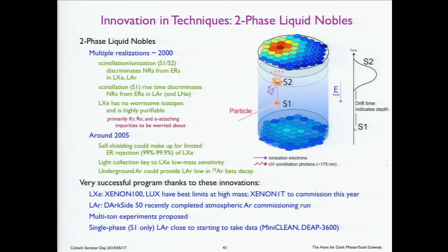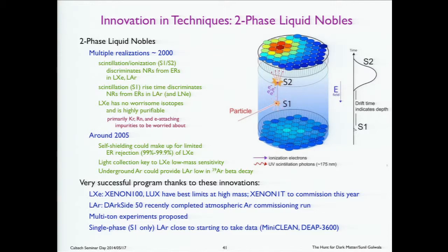Okay, there are many other techniques for studying dark matter. I'll tell you about a couple of others. So another one is to use liquid nobles. And typically the way this works is you use the fact that in a liquid noble, a liquefied noble gas, when a particle interacts, two things are produced. There's scintillation produced, which you can detect immediately by having photodetectors at the top and bottom of your liquid. And then electrons are also produced.